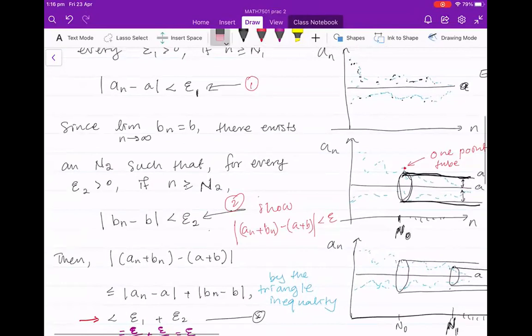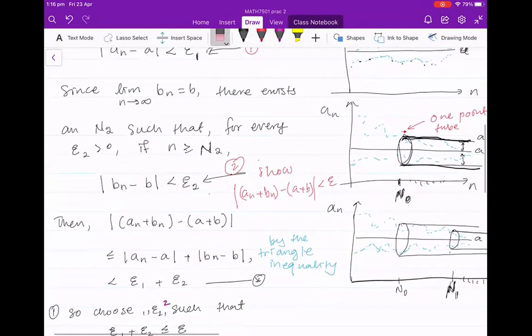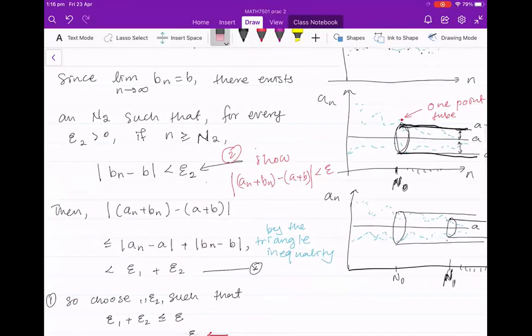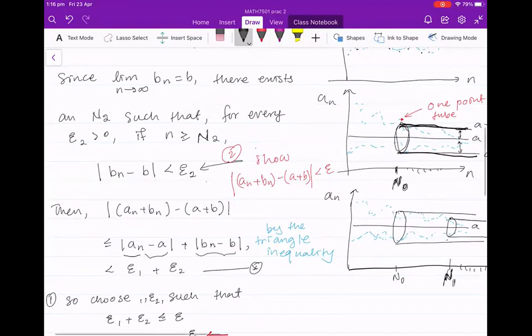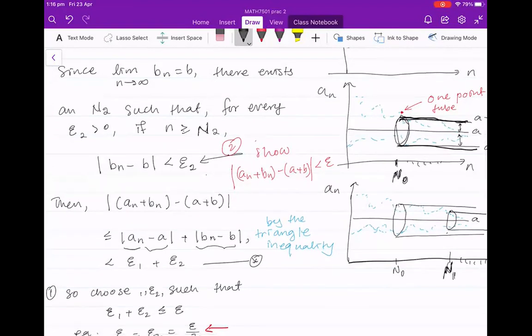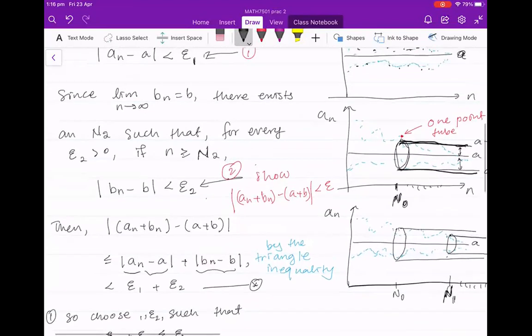Okay, now after applying the triangle inequality, we know that this part is less than or equal to epsilon 1, and that is less than epsilon 2. So we have epsilon 1 plus epsilon 2. Now from here, how would you choose epsilon 1 and epsilon 2 so that we get epsilon here?